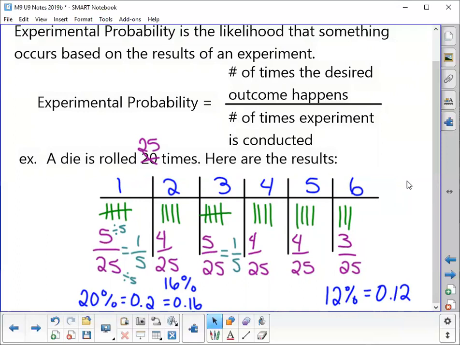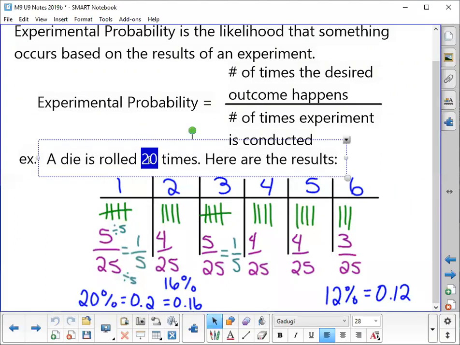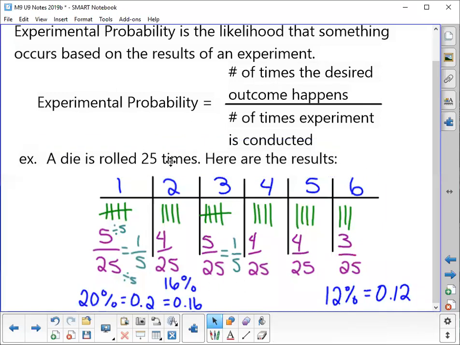But we all know, because life is fairly random, that that doesn't always necessarily happen. And experimental probability is the number of times the desired outcome actually happens divided by the number of times the experiment is conducted. So in this case, we did it 25 times. A die is rolled 25 times with these results, and this is what we did last year. There were 5 1s rolled, 4 2s, 5 3s, 4 4s, convenient, 4 5s, and 3 6s.